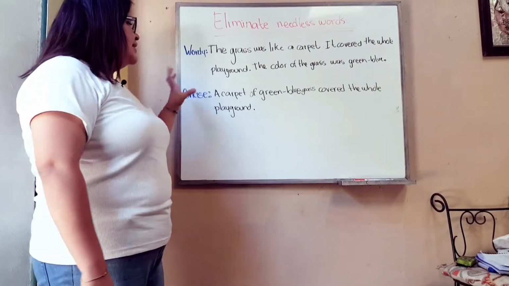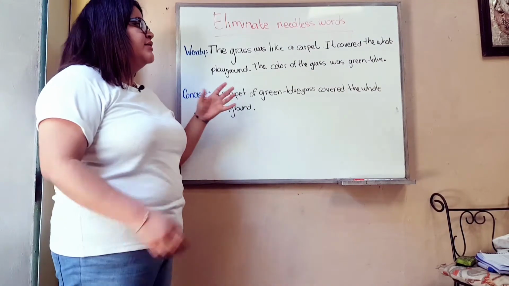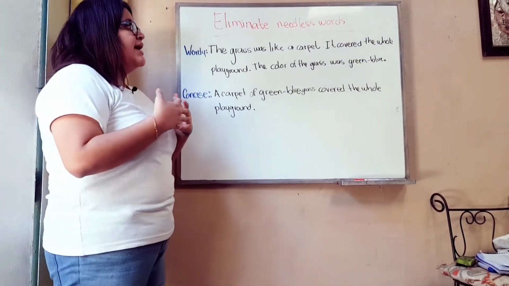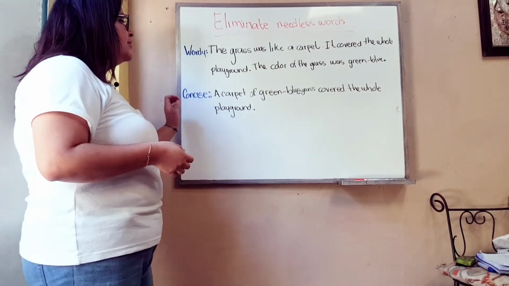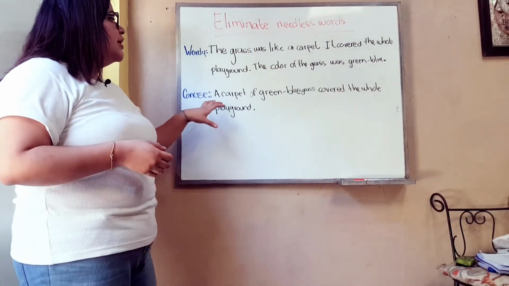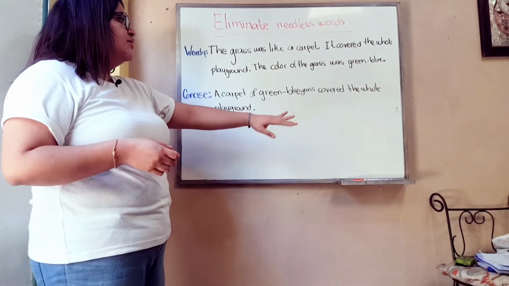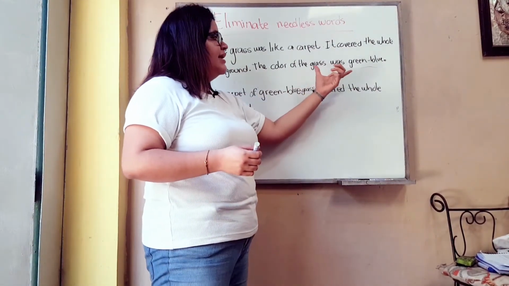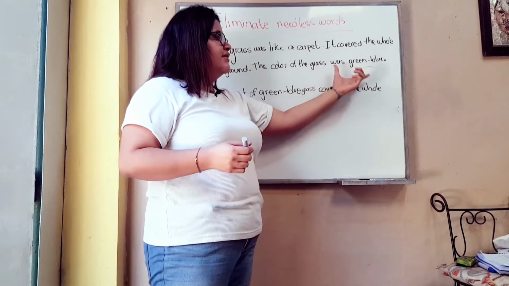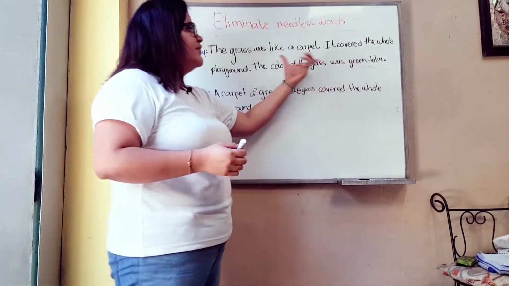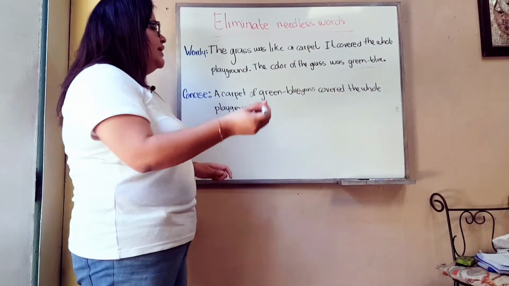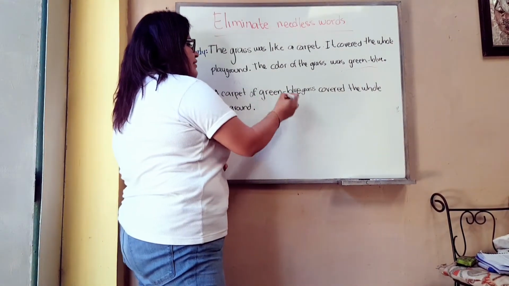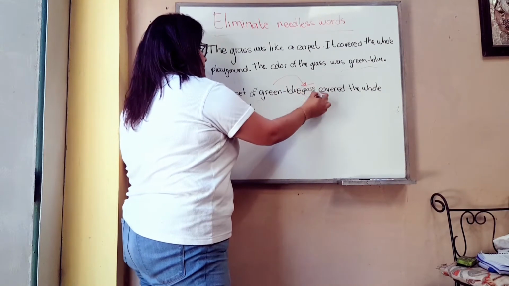But in the concise version, we can reduce the words and we can omit or eliminate the needless words. For example, the concise version is, a carpet of green-blue grass covered the whole playground. In the wordy sentence, we have these adjectives that are the color of the grass. And in the concise version, we turn it into adjectives that are modifying grass.